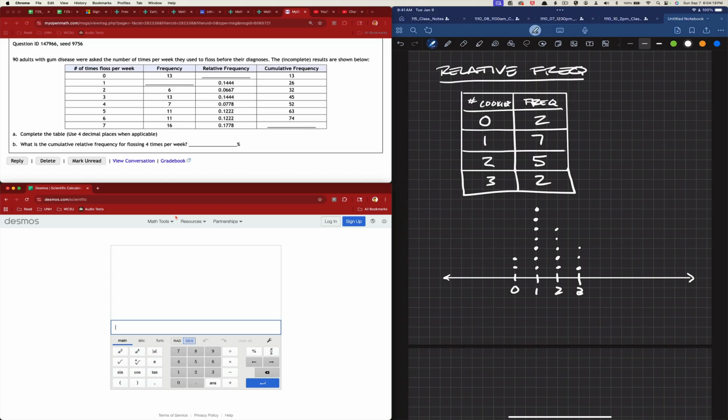The majority of students took 1. A plurality of students took 1. The majority of students took 1 or 2, and then 2 of them took 3. That was an error. Let's try to erase that. And then 2 of them took 0.